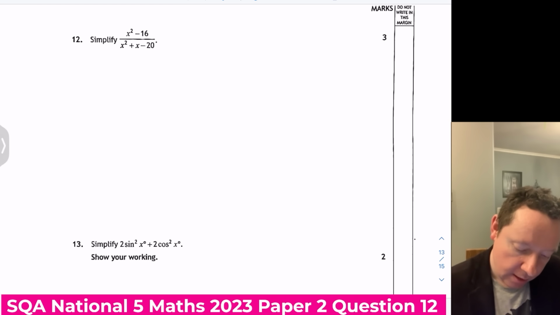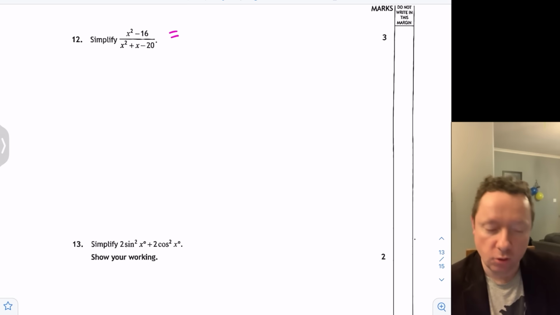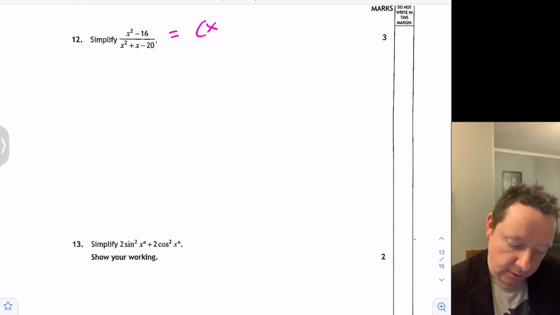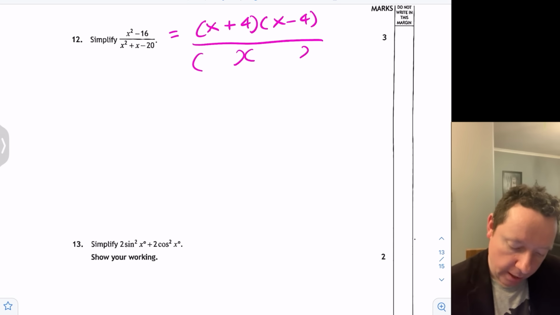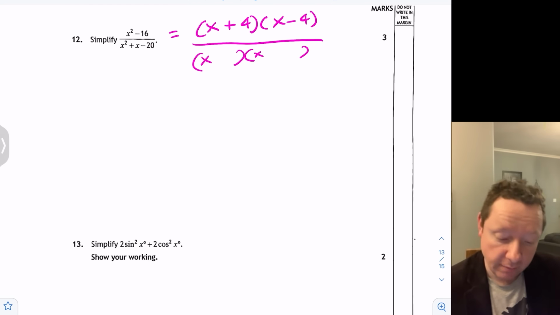SQA National 5 Maths 2023 Paper 2 Question 12. Simplify this. So that's algebra that we need to factorise. So the top's the difference of two squares. So it's x plus the square root of 16, which is 4, x minus 4. And the bottom one is a trinomial. So it's double brackets. X in the first place, which is x squared. Two numbers that times to make 20 but add to make 9. So that's going to be 5 and 4.